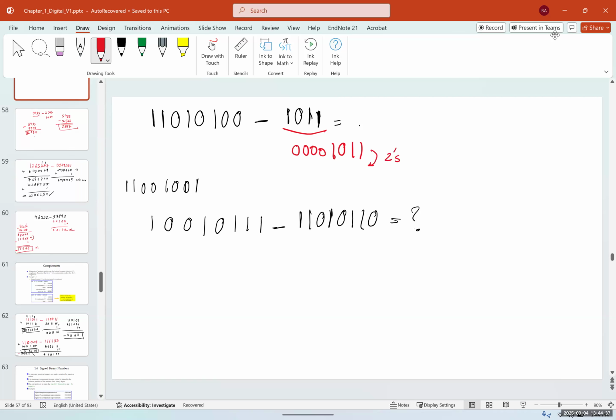The 2's complement for this is going to be 1. I'm going to keep the first one, then 0, 1, 0, 1, 1, 1, 1. Now what I'm going to do is add that to the first number. So four 1s and then 0 and then 1, 0, 1. Now if I add these two together, it's going to be 1, 0, 1, 0.